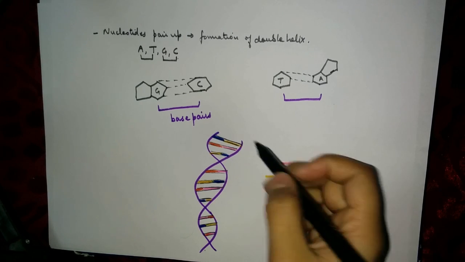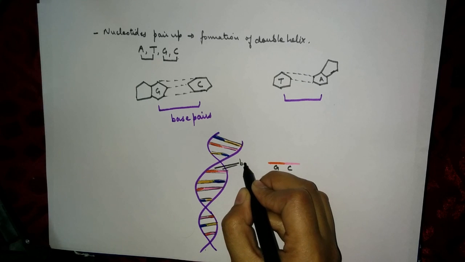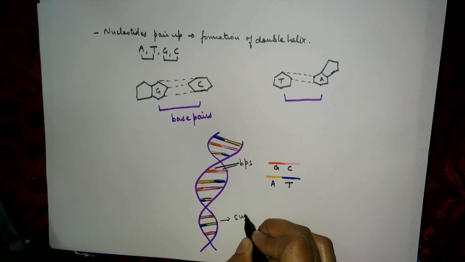Here is a representation of a double helix. These are the base pairs, and this purple one is the sugar phosphate backbone.